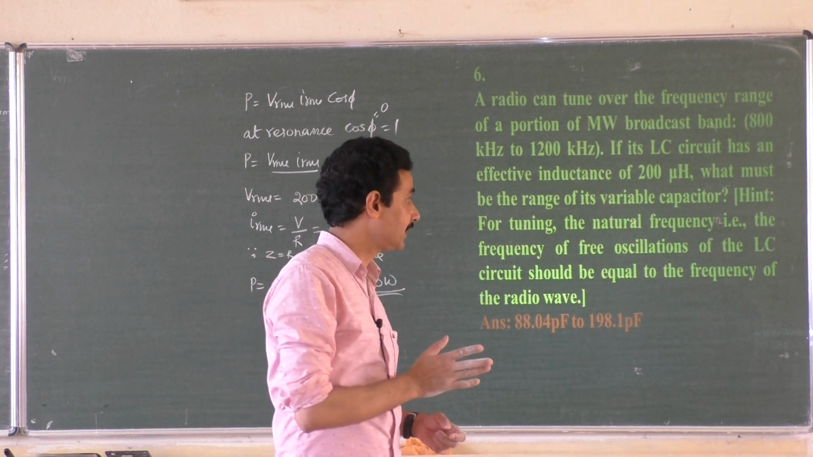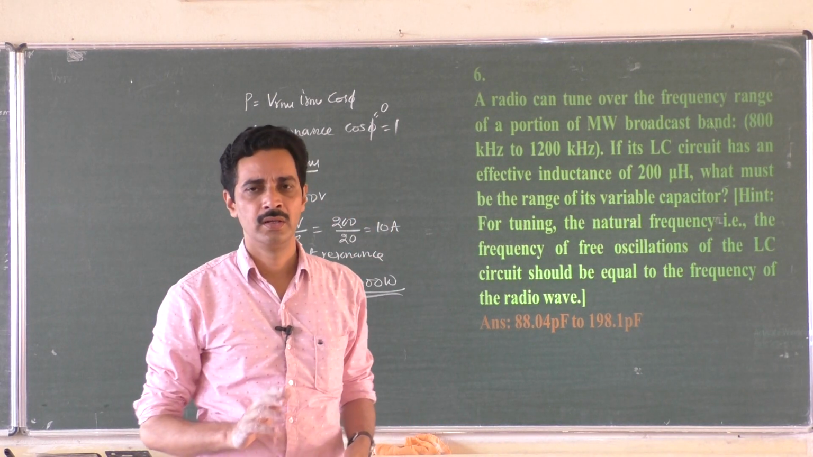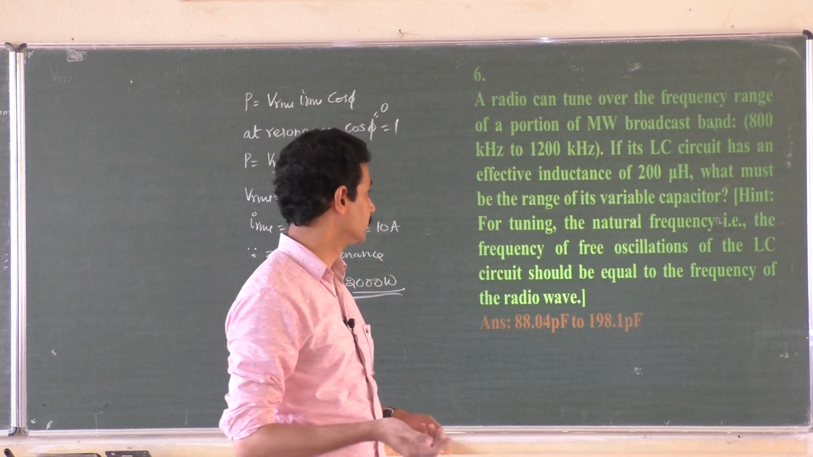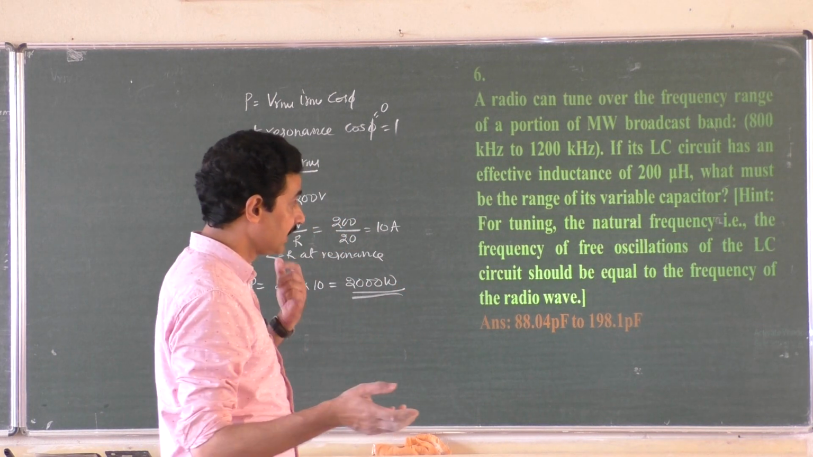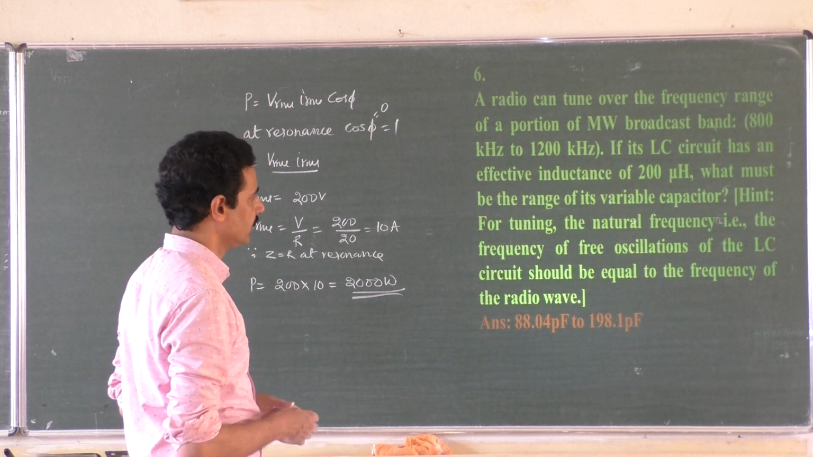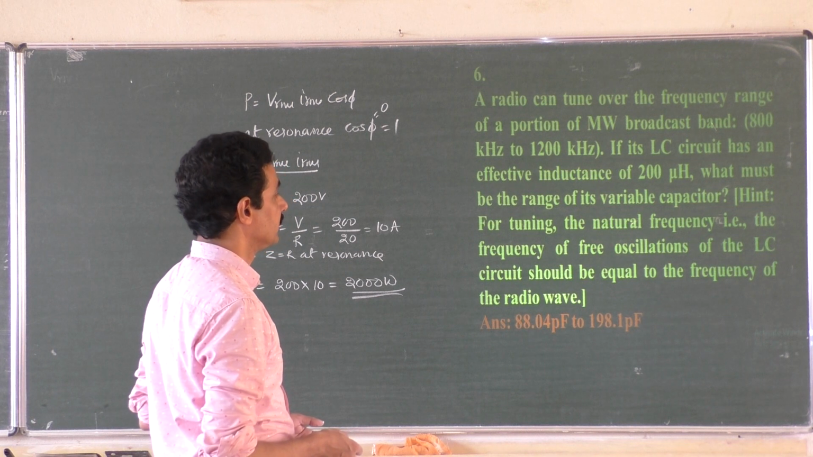So even for 800 hertz, its current is not very low. It is somewhere around 1 by root 2 of the maximum value, even for 1200 hertz also. So it is working in a range. If its LC circuit has an effective inductance of 200 microhenry, what must be the range of its variable capacitor?